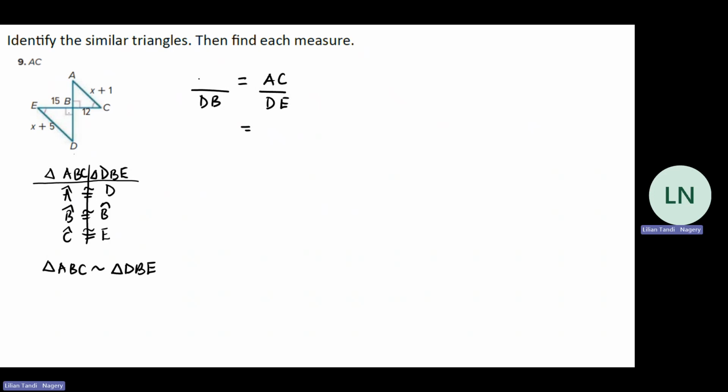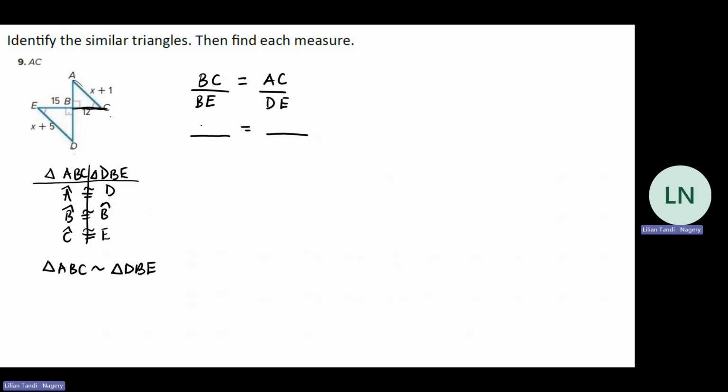So I know BC is friends with BE. Then I know AC is friends with DE. Okay. Now we have a good proportion.